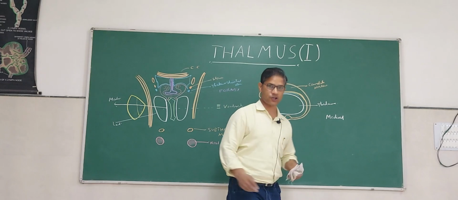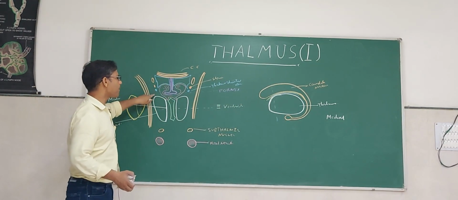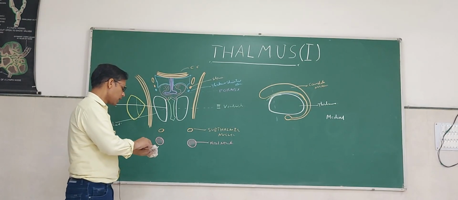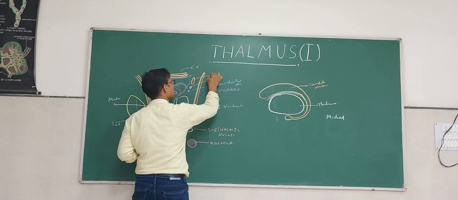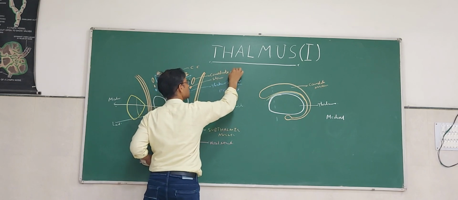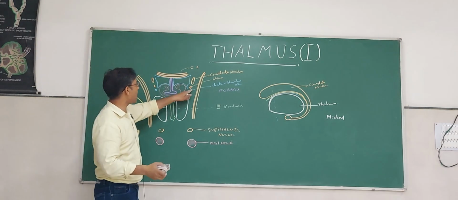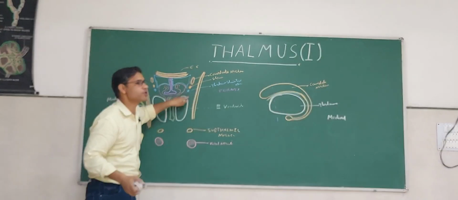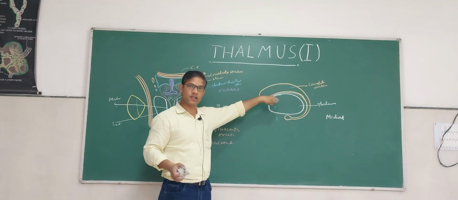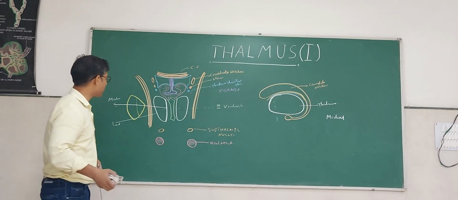Okay. Now relations. What are the relations? If we are talking about the upper part, it is concerned with the caudate nucleus. Okay, this is the caudate nucleus. Actually, this is the head of the caudate nucleus, separated by the stria and the thalamostriate vein. The thalamus is there. Above the thalamus, these are the structures. We can see this one.